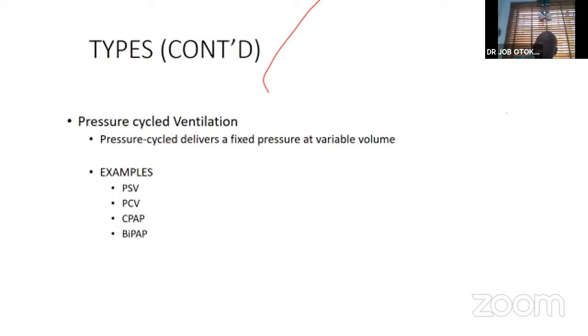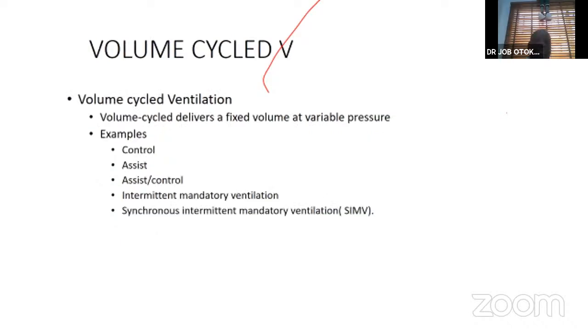The volume is basically dependent on the pressure you preset. So what is variable is the volume, but what you set is just the pressure. And these are examples of the pressure cycle ventilation. And then we're looking at the volume cycle ventilation. The volume cycle ventilation delivers a fixed volume at a variable pressure. And these are what we call the control, assist control, and then intermittent mandatory ventilation, and then our popular SIMV.